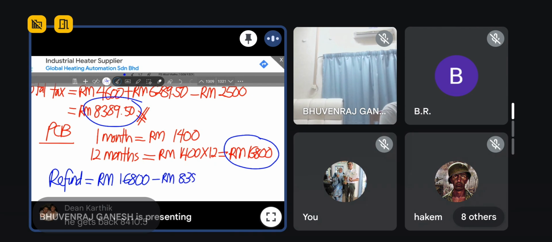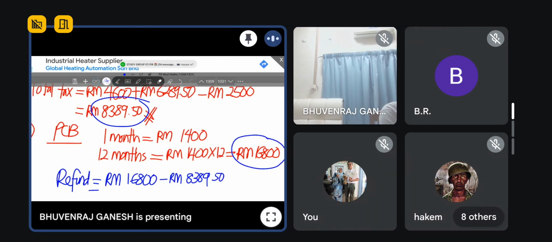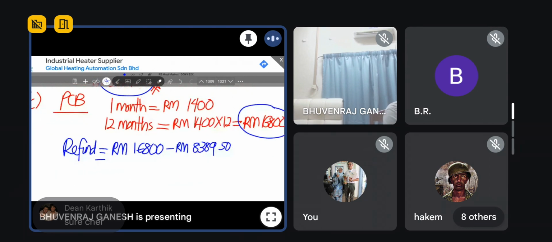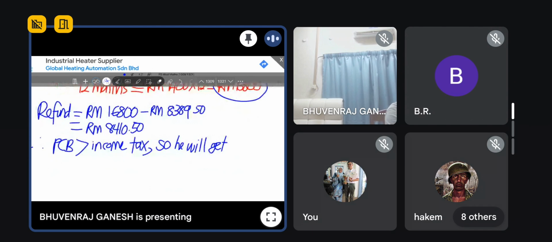Okay, thank you very much. I trust the values you give me because I never pressed the calculator for this one, so hopefully your value is correct. So you will get equal to RM 8410.50. Okay, so how to write the conclusion? You just write PCB greater than income tax. Okay, you can use a symbol like this. So he will get a refund.